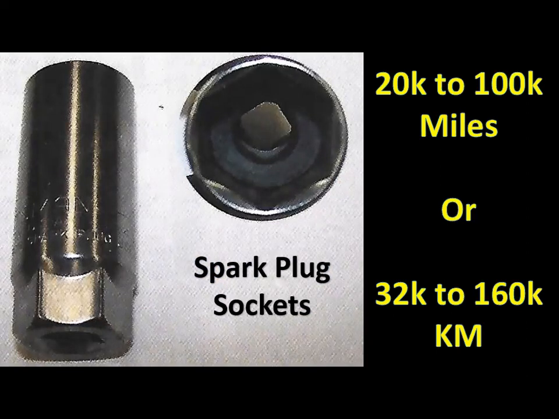Spark plugs should be removed at the vehicle manufacturer's recommended service interval. This service interval may vary from 20,000 to 100,000 miles or 32,000 to 160,000 kilometers, depending on the type of spark plug and the operating conditions. Many engines are presently equipped with platinum tipped spark plugs with a specified replacement interval of 100,000 miles or 160,000 kilometers.